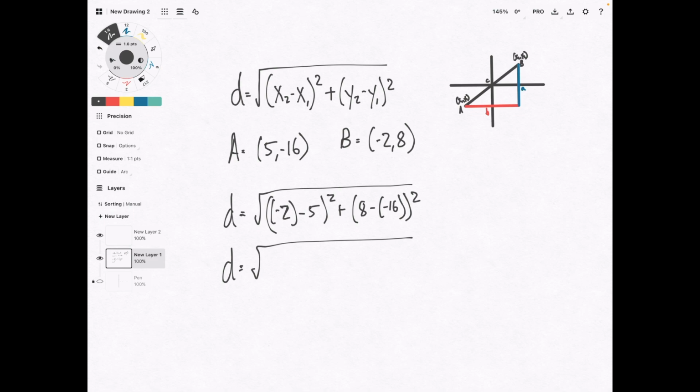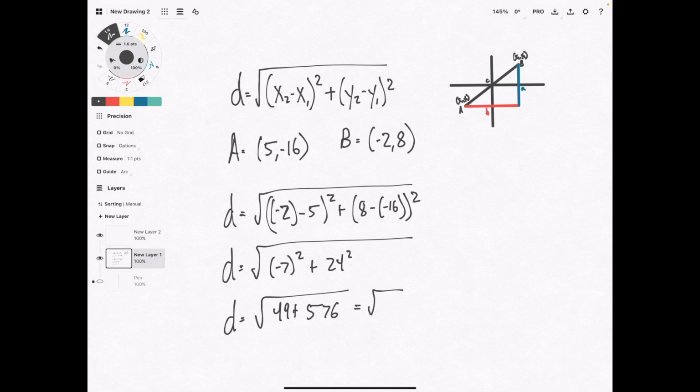This is going to be negative 7 squared inside the parentheses plus 8 minus a negative 16 is positive 24 squared. D equals the square root of 49 plus 576 equals the square root of 625, and that equals 25. So for our second example, the distance is 25 between points A and B.